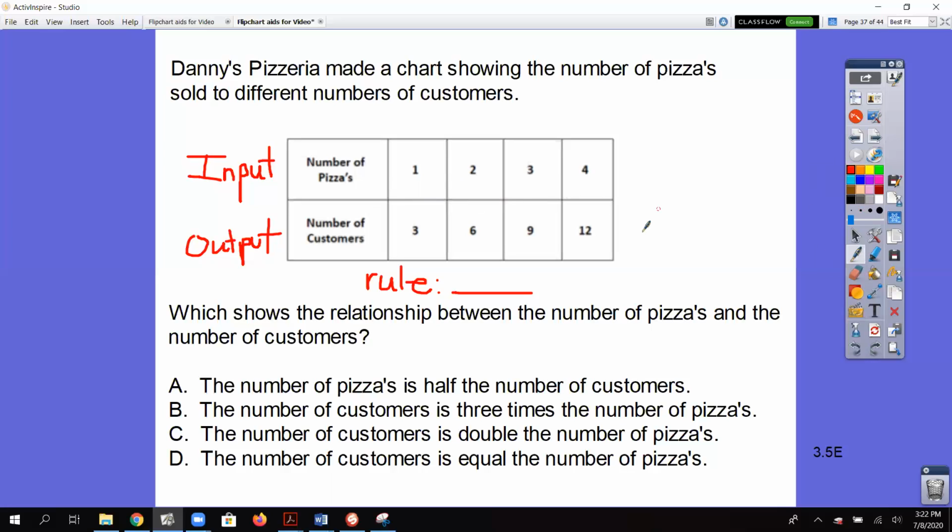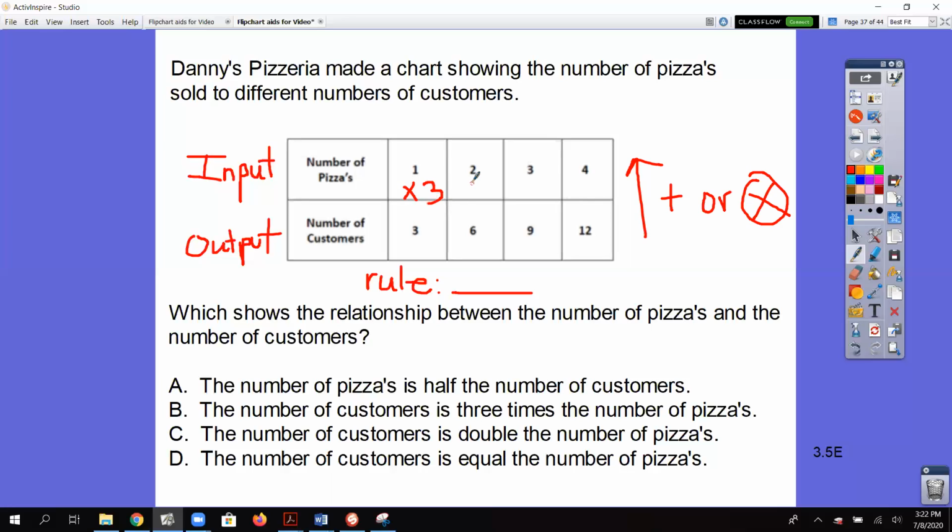So we know the numbers are going up because it's going from 1 to 3, 2 to 6, 3 to 9, 4 to 12. Those numbers are going up. So we know that it's either addition or multiplication. But we already ruled out addition. It didn't work, right? So it has to be multiplication. How do they get from 1 to 3 if you multiply? That's right, 1 times 3 is 3.